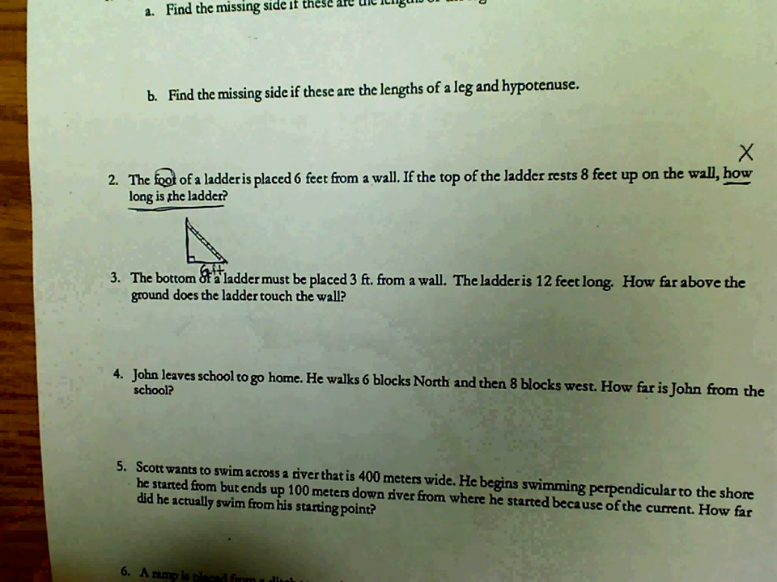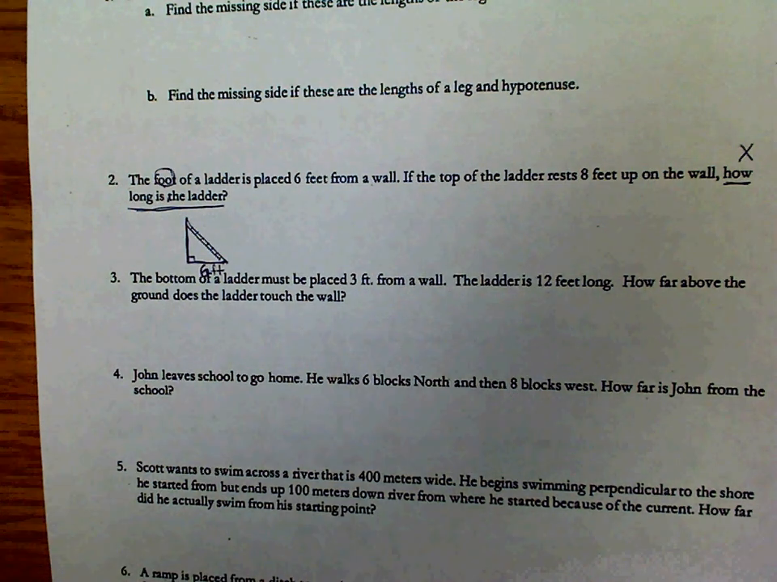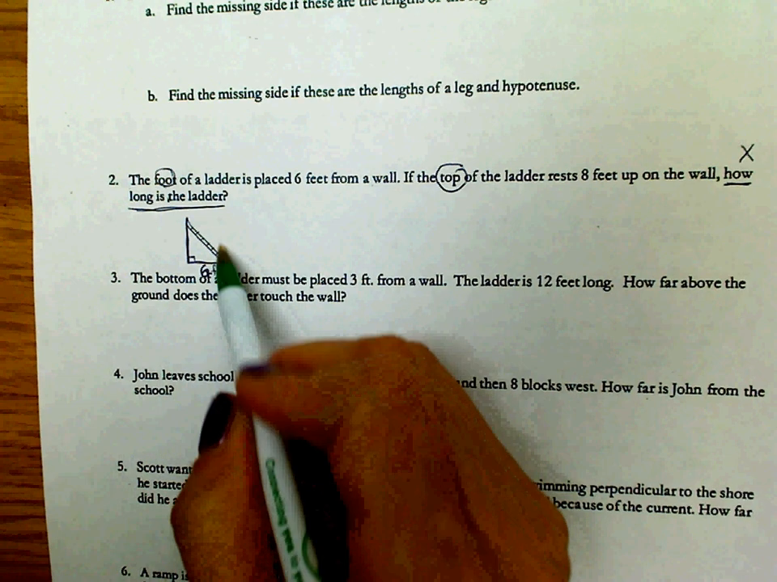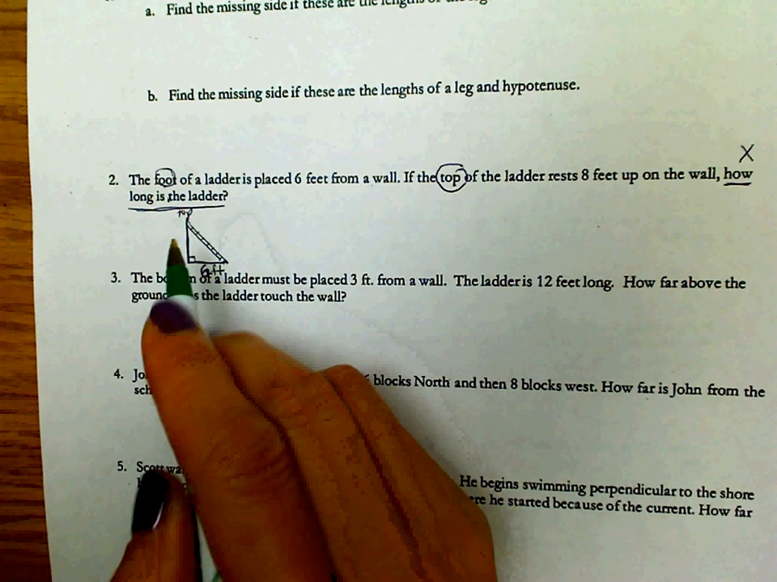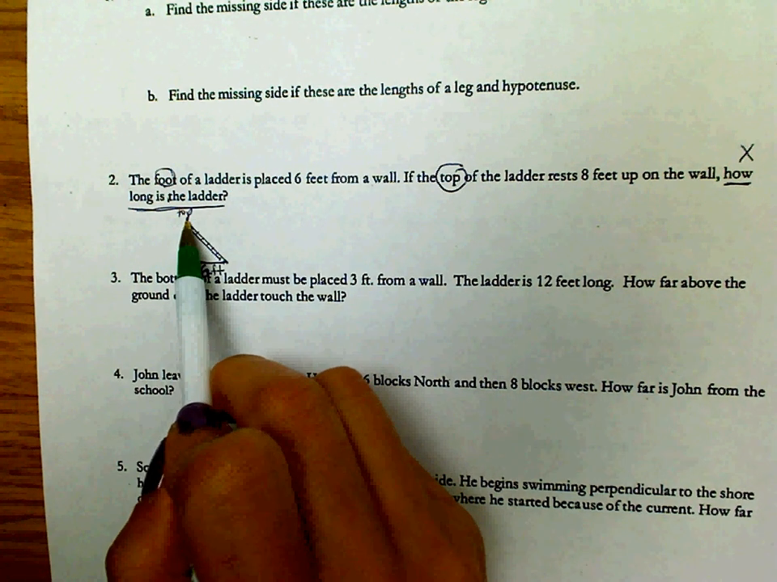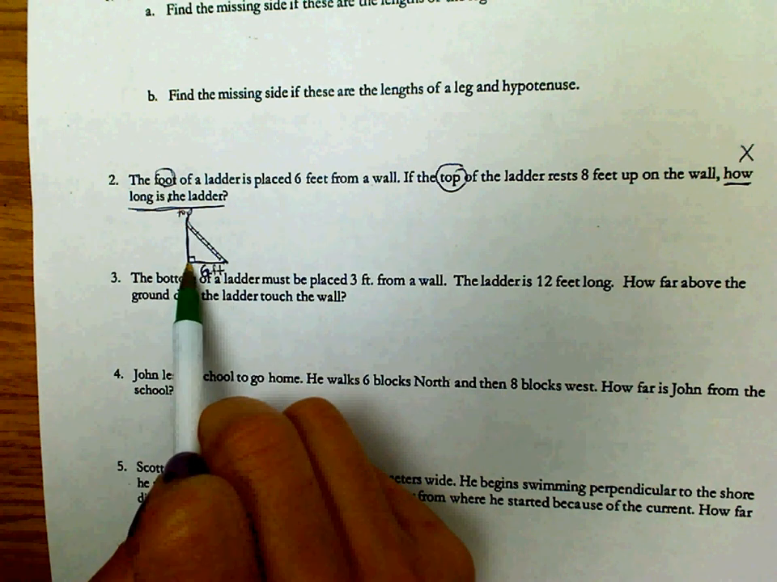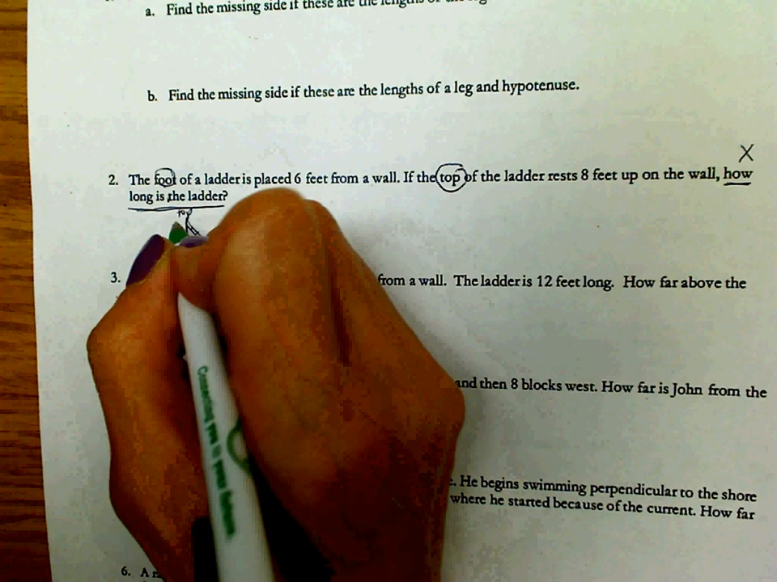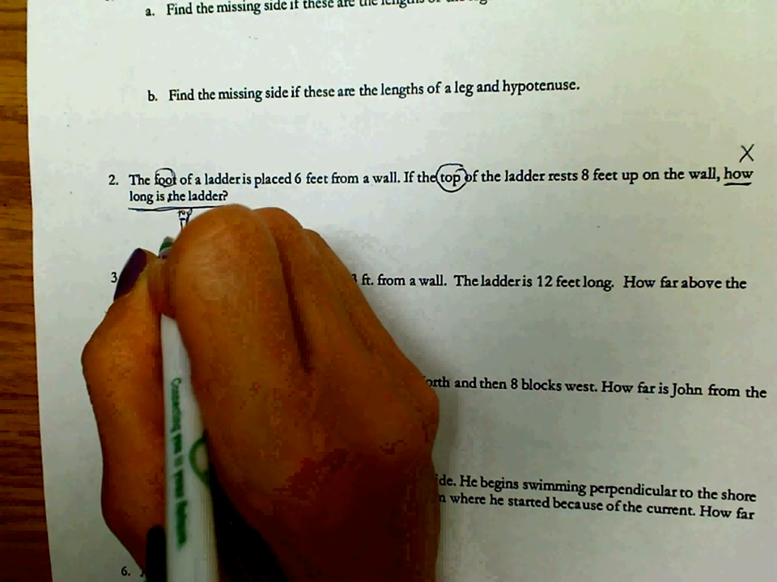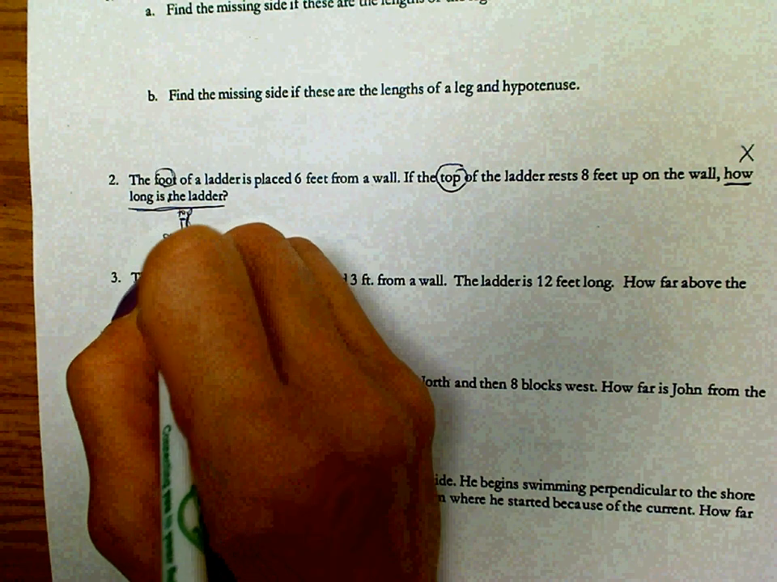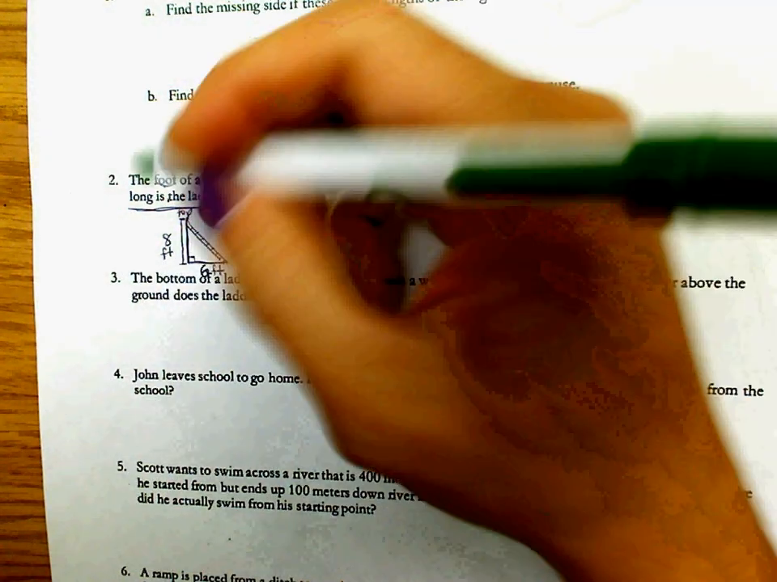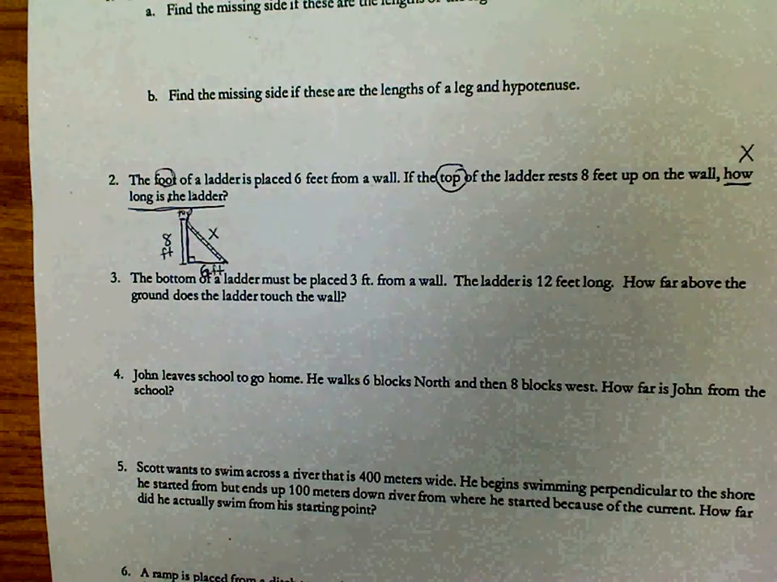So if that is 6 feet from the wall, this is where your 6 goes. Okay, 6 feet. All right, so now it says if the top of the ladder, so here's the top of the ladder, rests 8 feet up on the wall, so how do you measure 8 feet up on the wall? It's going up, up, up. Here's 8 feet. So from here to here, that's 8 feet. Okay? So then it says how long is the ladder? So this is what we want to know. How long is the actual ladder?